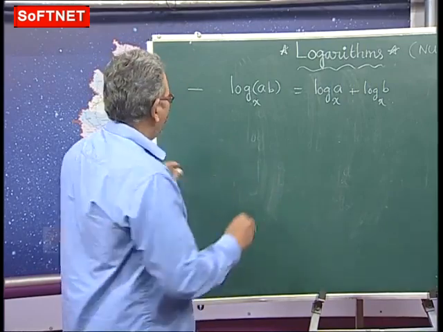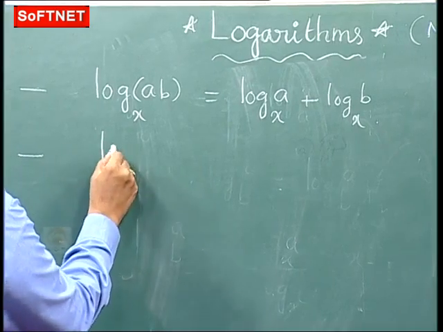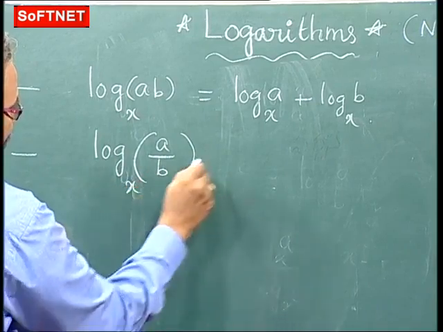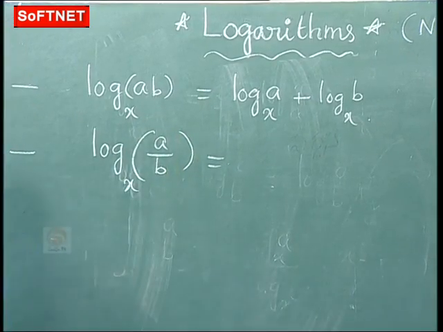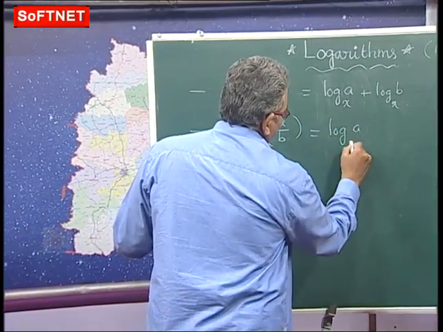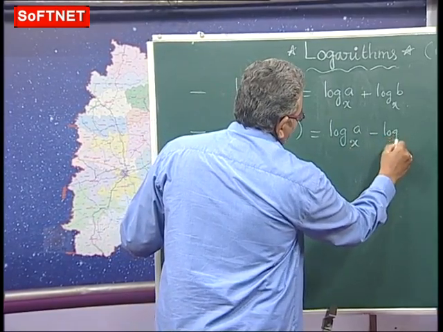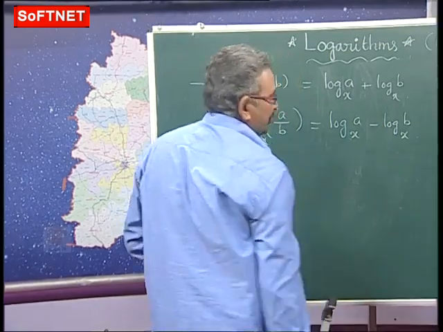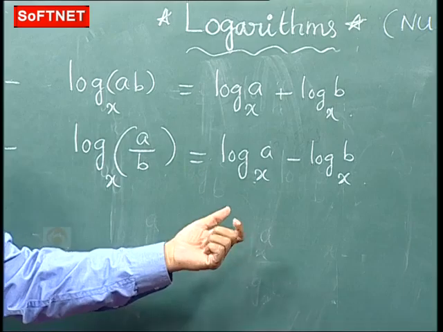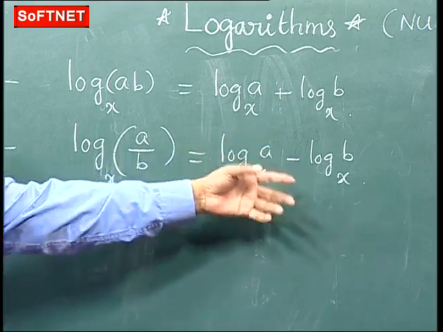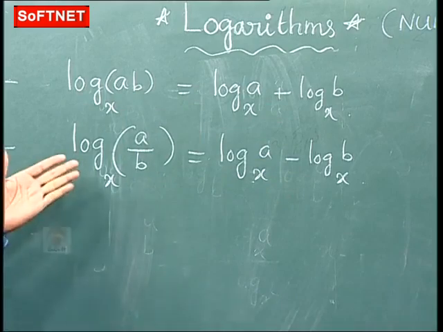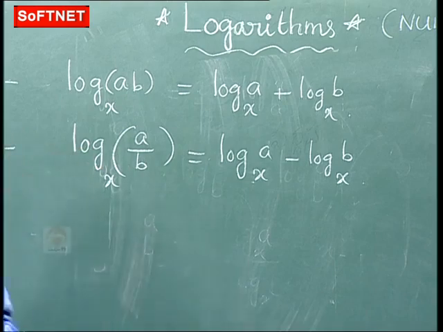Okay. Now log of a by b to the base x. This can be written as log a to the base x minus log b to the base x. Now if you want to write log a to the base x minus log b to the base x as a single logarithm, that can be written as log of a by b to the base x.